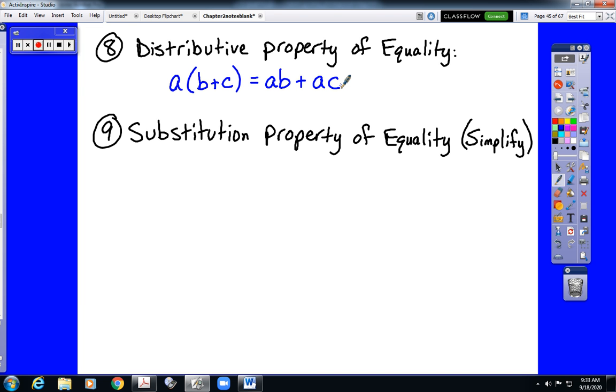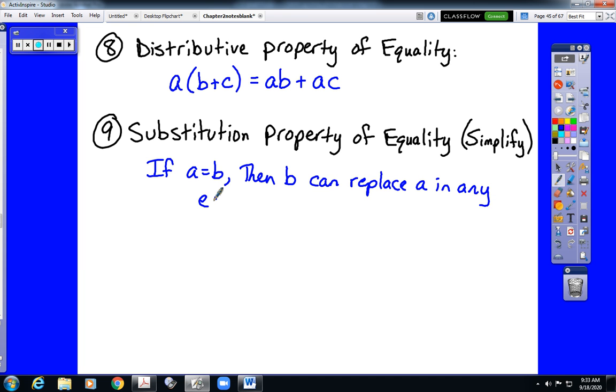And finally, the substitution property of equality, which we will use in a couple of different ways, one of which is to simplify steps in our proofs, says that if A is equal to B, then B can replace A in any equation, which again is a skill that we have already practiced this school year, so that should not be a surprise. So those are our 9 algebraic properties.